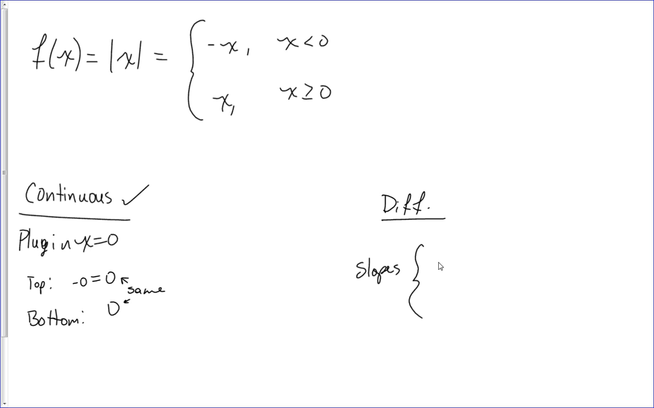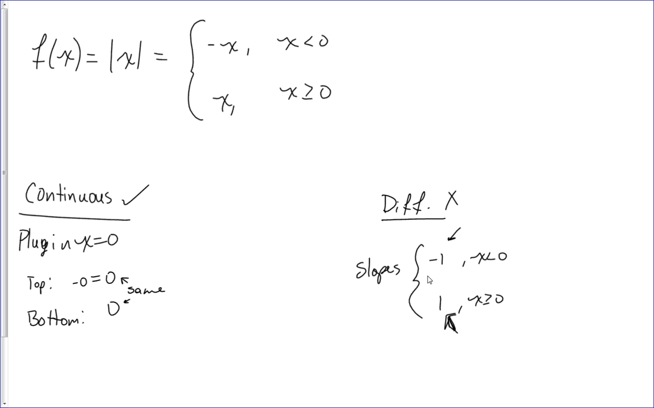Now for differentiability, we need to get the slopes. So the slope for the top one is -1, and the slope for the bottom one is 1. The top is for x less than 0, and the bottom is for x greater than or equal to 0. Since there are no x's, we can't really plug in 0. But if you notice, the top has a slope of -1 and the bottom has a slope of +1. So these are not the same, so this is not differentiable.